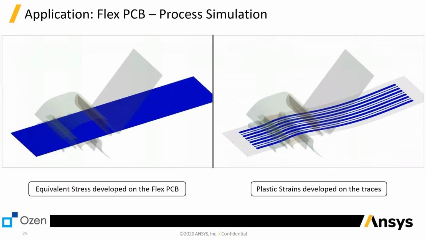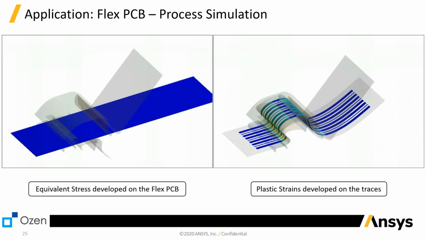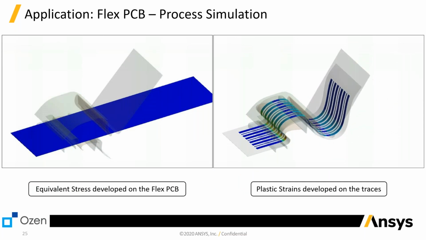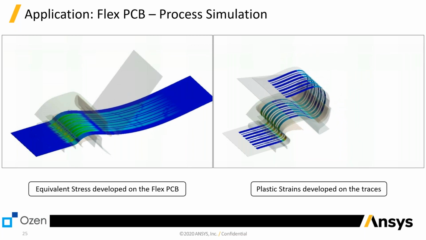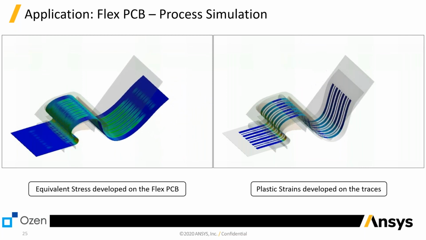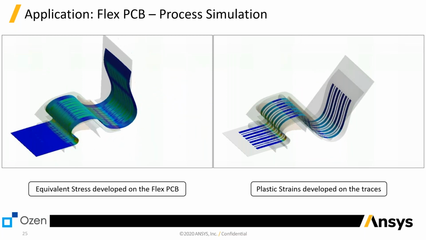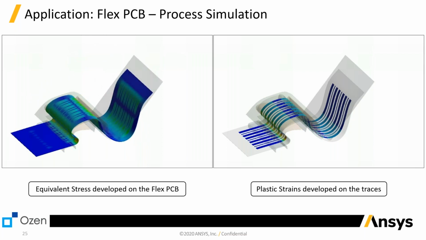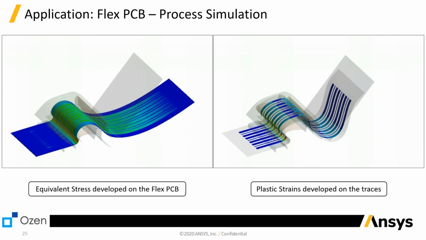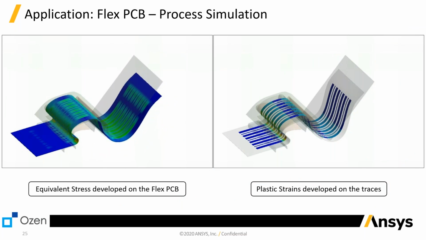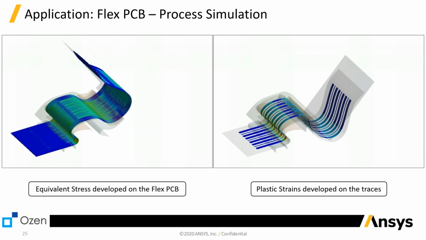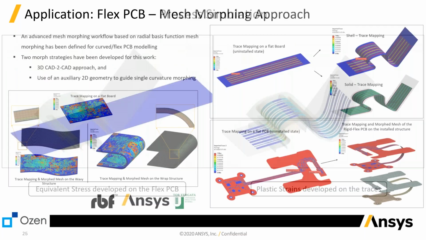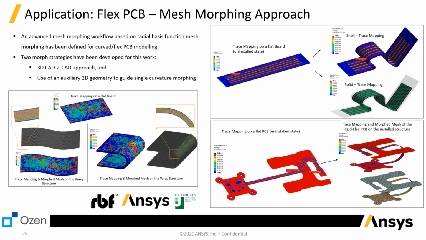What do we mean by that? We want to be able to look into the plastic strains that are being developed on these traces, because these flexible PCBs are going to have a finite life, since they are very thin and you have these copper layers or metallic layers in them. It's going to start developing plastic strains right away as soon as you start bending them. So you want to be able to model that.